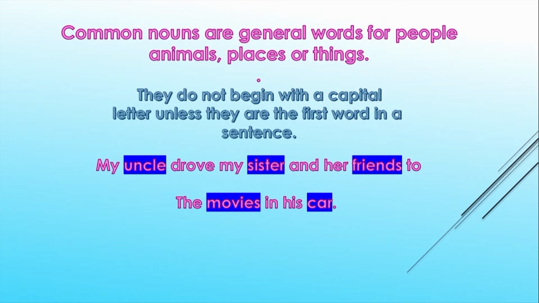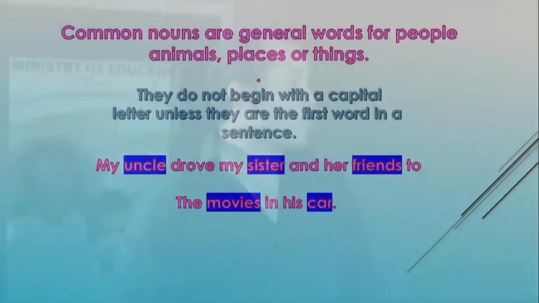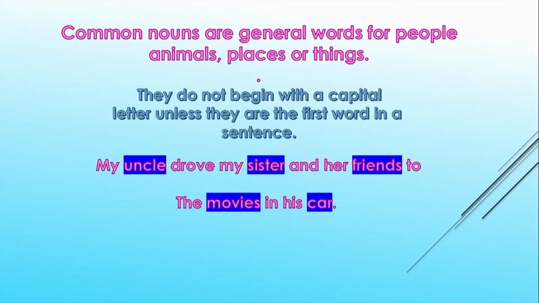The thing about common nouns, because they are not special or specific, they do not begin with a capital letter unless they begin a sentence. So normally when you find them in a sentence, they are just written normally, right? So we have, my uncle drove my sister and her friends to the movies in his car. Some of the nouns there, uncle, sister, friends, movies, and car, they are all general, right?